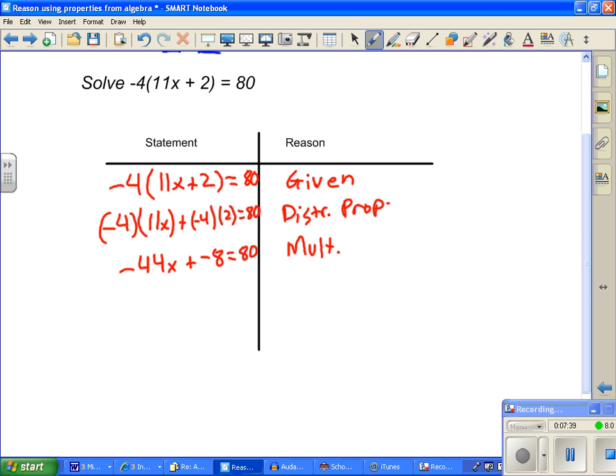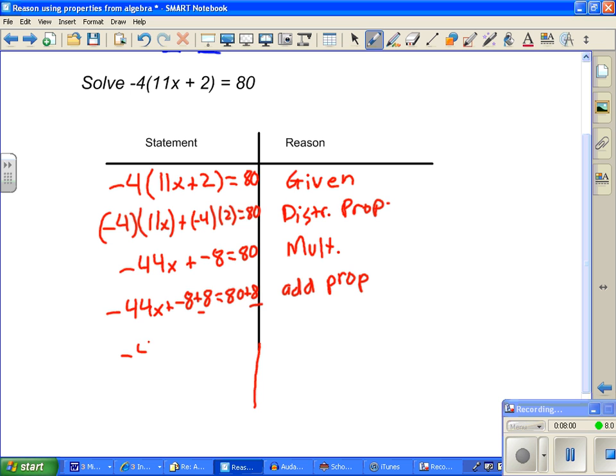Well, the next step I do is add 8 to both sides. So negative 44x plus negative 8 plus 8 equals 80 plus 8. Okay, that's the addition property from before. I'm adding 8 to both sides. I can do that as long as I do it to both sides. Now I'm just going to go ahead and add.